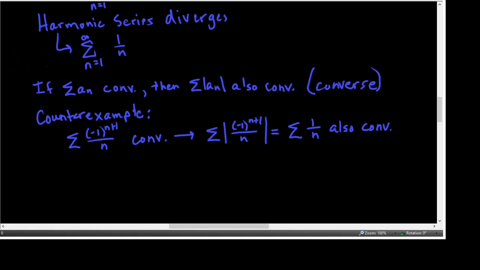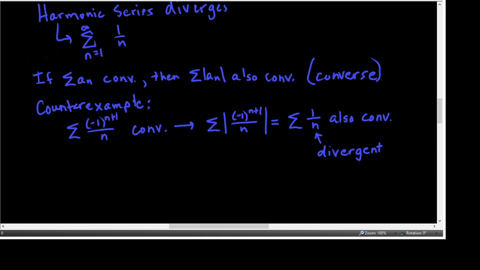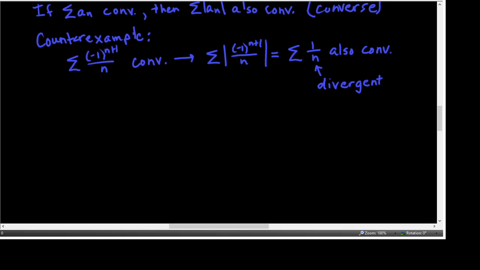Does it? No. This is the divergent harmonic series. So the harmonic series and alternating harmonic series are the prime counterexample that because the alternating harmonic series is known to converge, that does not mean that its absolute value expression would have to converge. In fact, it doesn't in this case. So the converse statement is not true.